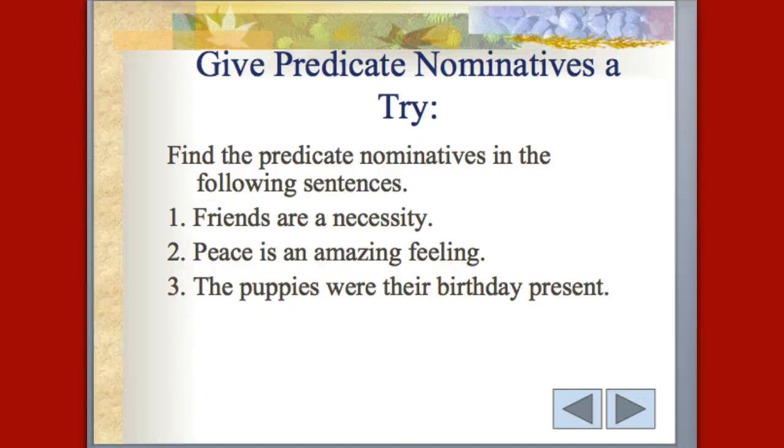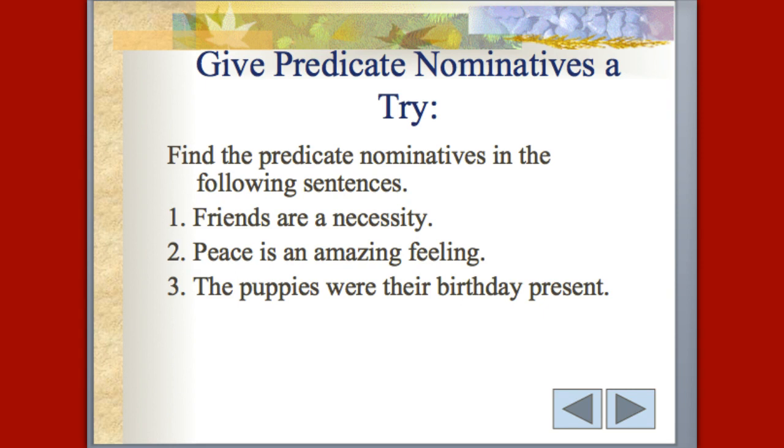Peace is an amazing feeling. Well, a feeling is a noun, right? Amazing is an adjective, and peace is our subject, is our linking verb. So peace and feeling refer back to the same thing. So feeling is our predicate noun, and peace is our subject, is, of course, is our linking verb.